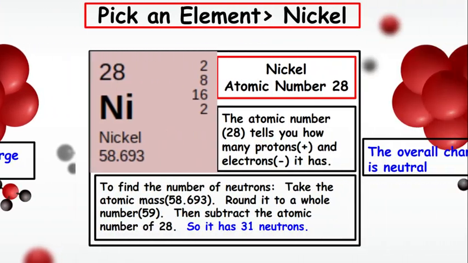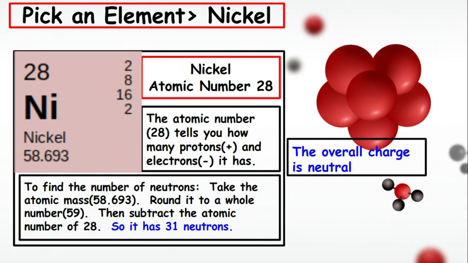Let's take another example. Nickel. Nickel, symbol Ni, is the 28th element in the periodic table. It tells you that it has 28 protons, 28 electrons, and if you round the atomic mass 58.693, you get 59, and you subtract the number of protons and electrons, which is 28. 59 minus 28 is 31 neutrons.